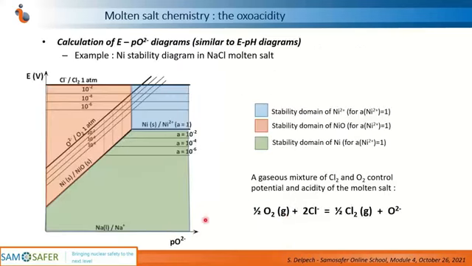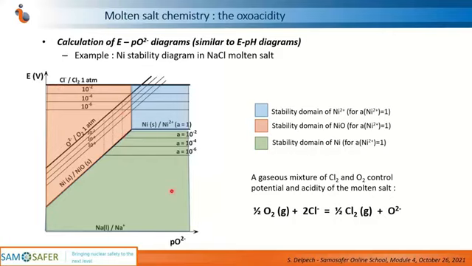Okay, so this is a typical potential acidity diagram. On the y-axis, you have the potential. On the x-axis, you have the function pO2-. The objective of this diagram is the distribution of stability domains of several compounds. For example, here it is nickel which was calculated.